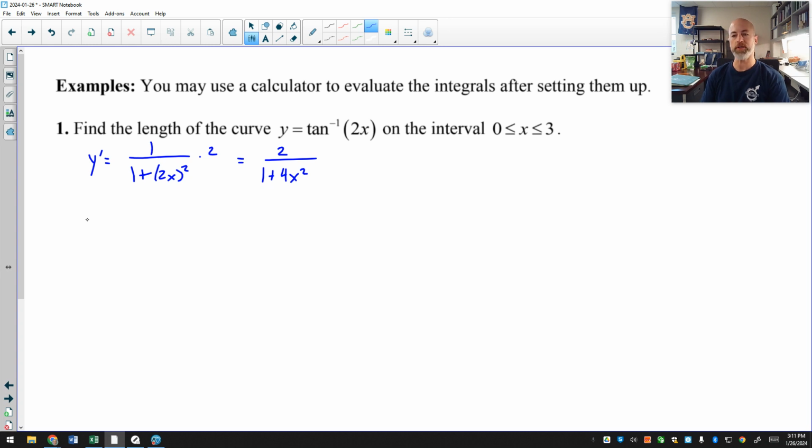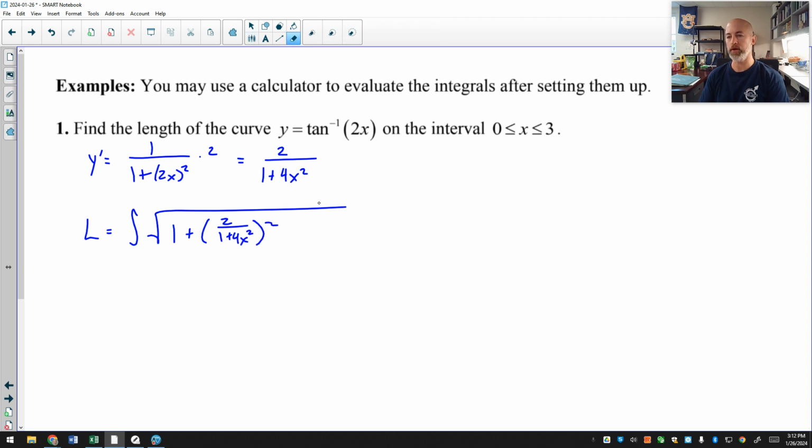Then for the arc length, we will plug that into our arc length formula, which is the square root of 1 plus that derivative, 2 over 1 plus 4x squared, squared, dx. Make sure you include the limits of integration, 0 to 3. And this is a calculator active problem. It says you may use a calculator, so definitely write it down in great detail. Then we will write equals and we will write the answer.